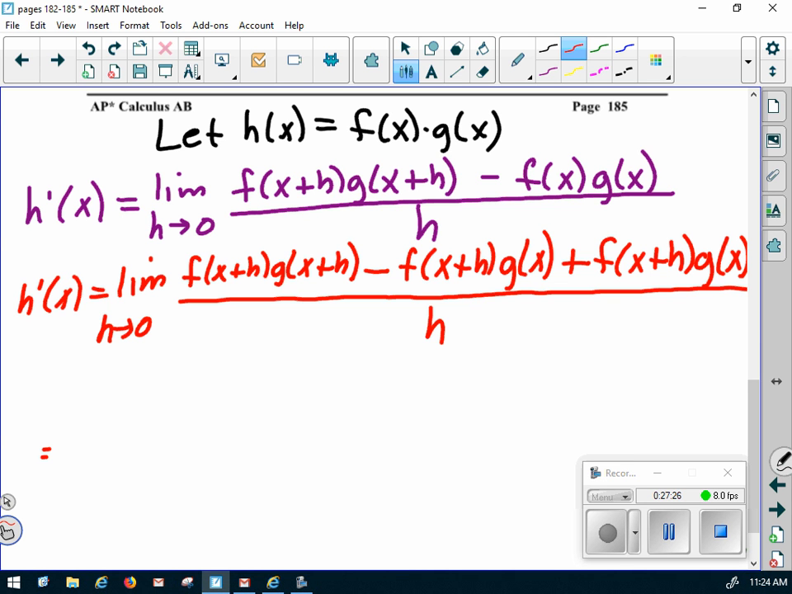Now, yes, this will work. So I got this whole big fraction. Now what I'm going to do, how many terms do I have in the numerator? I got 4. I'm going to break this into 2 fractions. I'm going to take 2 of those terms and put it over h, plus the other 2 terms and put it over h. Okay? That's what I'm going to do. So, I'm going to write, golly, you know what?